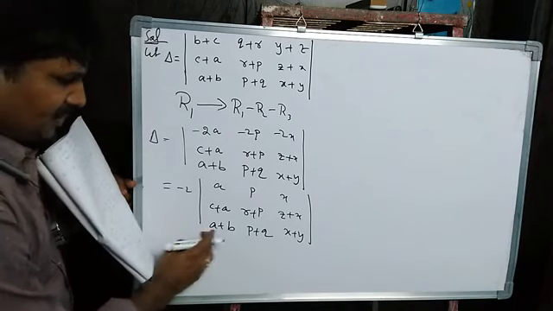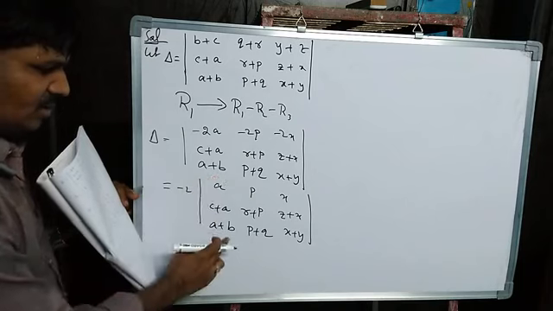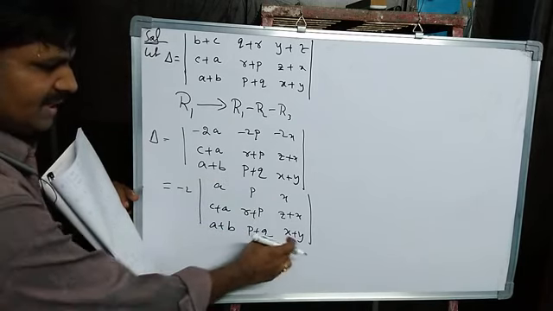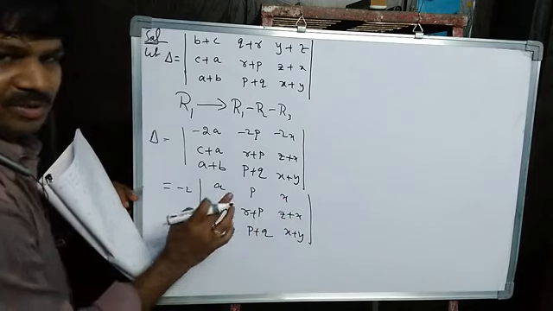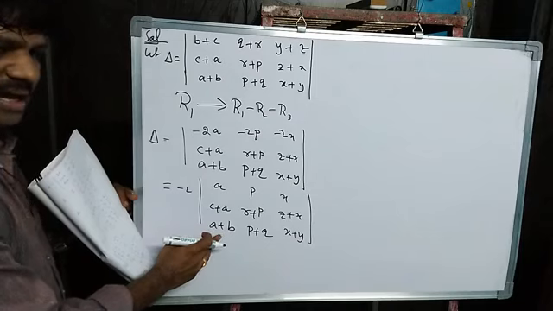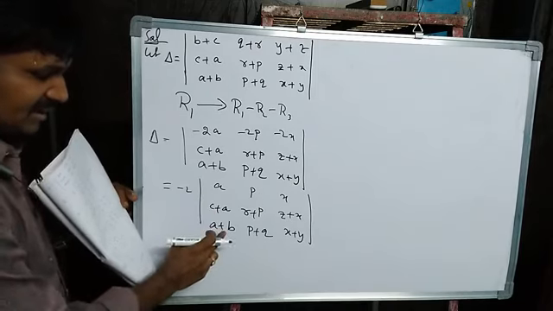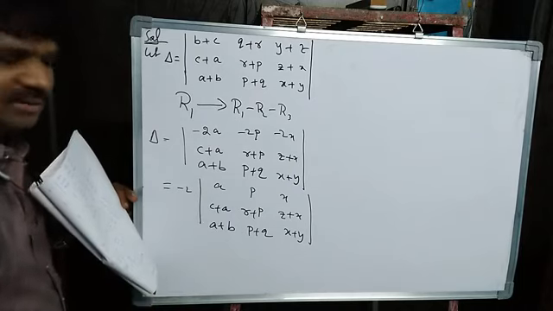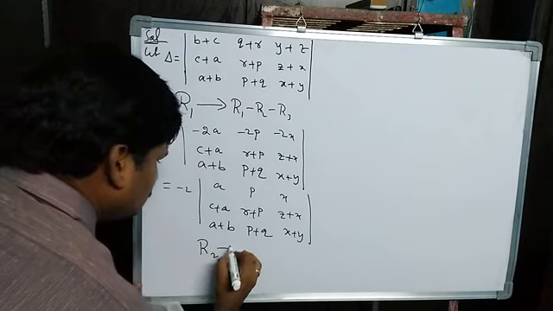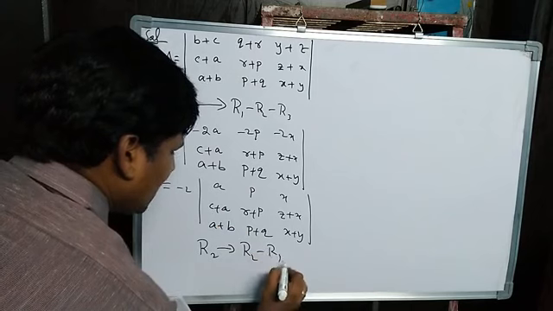Next, same. Here A plus B is there. Subtract this row element: A plus B minus A, A cancels, B. Here P plus Q minus P, P cancels, Q. X plus Y minus X, X cancels, Y. So here also we get a single term. That means it is R3. R3 changes to R3 minus R1. So the operations we apply here: R2 changes to R2 minus R1.